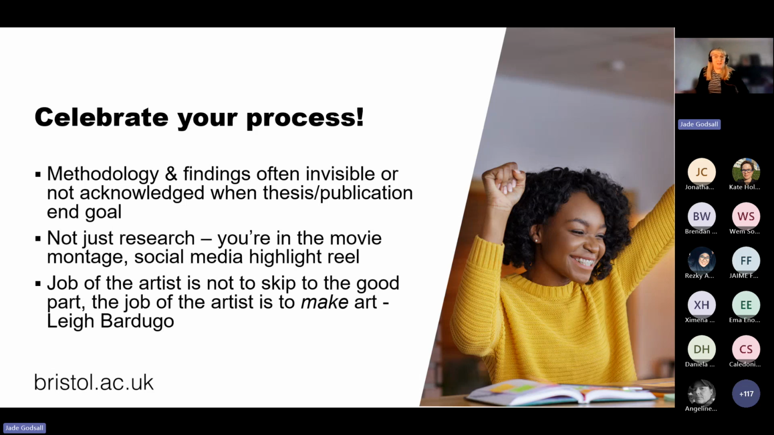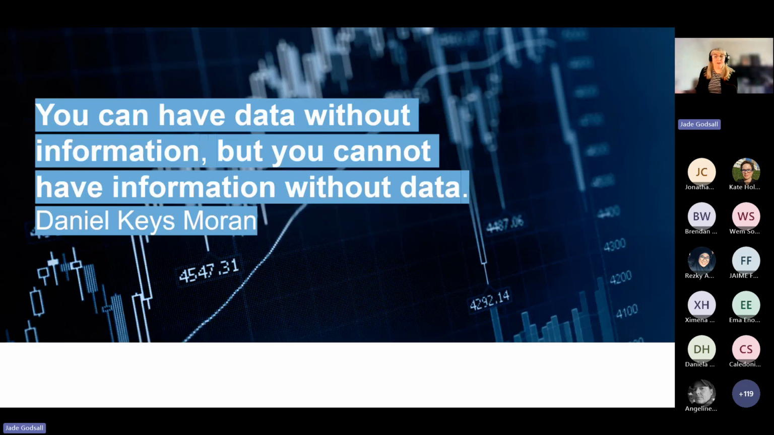When I look back at my own time doing my PhD, I wish I'd spent less time worrying about what came next and just enjoyed the process of doing research more. It's the reason why we're all here. You're interested and invested in that topic. And it's also really useful to remember that you can have data without information, but you cannot have information without data.